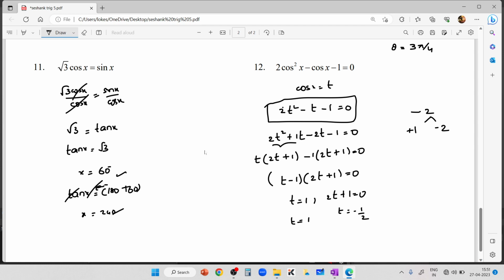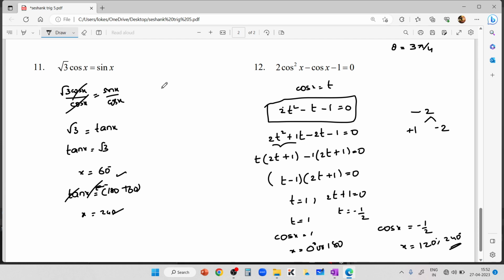But t is cos x. So cos x is equal to 1 at x is equal to 0 or 360. And cos x is equal to minus 1 by 2. That means cos x is negative in quadrant 2 and quadrant 3. So 180 minus 60 is 120, or 180 plus 60 is 240.